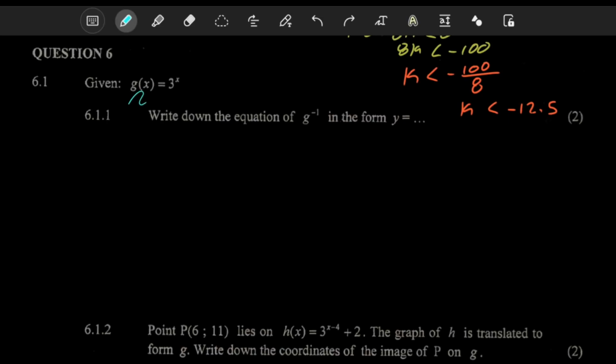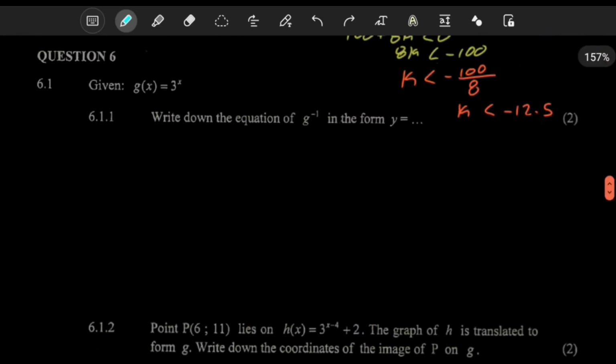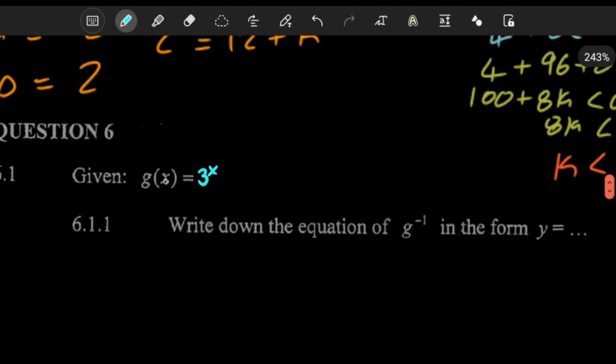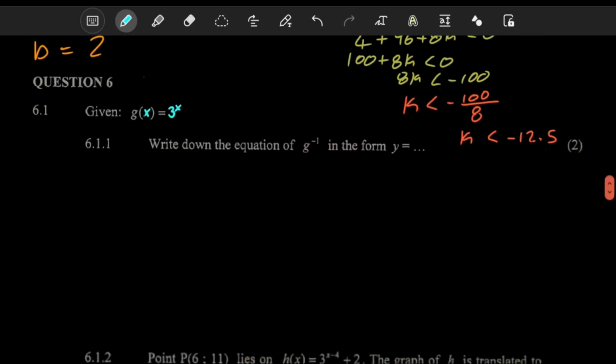They said g of x is equal to this. This is clearly an exponential graph. If you did not know that, now you do. Anything to the power of an exponent where the exponent is a variable of x is going to be an exponential graph. Here they said write down the equation of the inverse for 2 marks only.